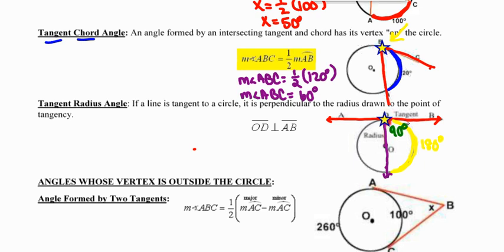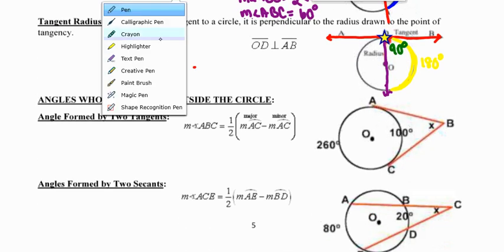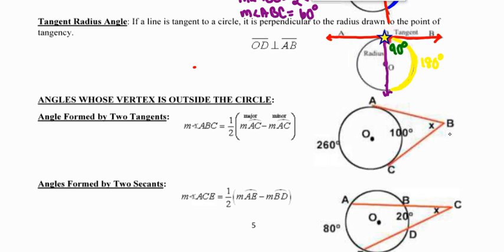So everybody in that first category had a vertex that's on the circle, and the angle measure was half the arc. Let's take a look at what happens when we move the vertex outside the circle. So if I look down here at this next example, the vertex here is outside the circle.